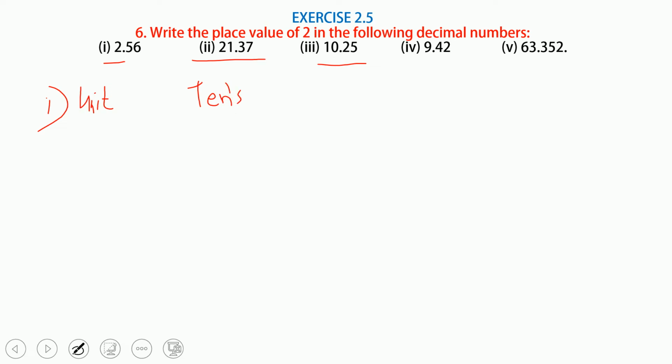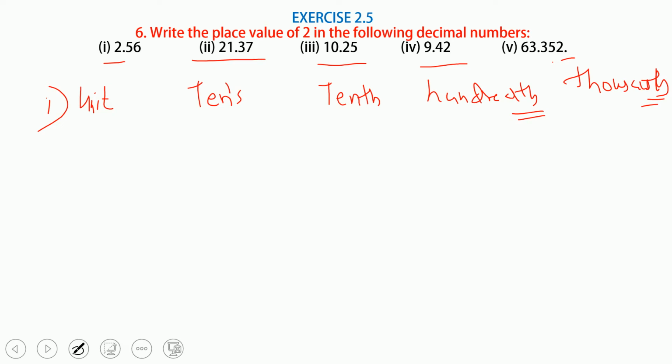While writing here, you have to write this one. It is the tenth place. Like this you will write. And here, 2 is again the 100th place, so how will you write? You have to put 100th. Here it is 1000th, the third place. This is 1 upon 10, 1 upon 100, 1 upon 1000. That is how you will write it, 1000th. Understand? Like that you have to write the place value.